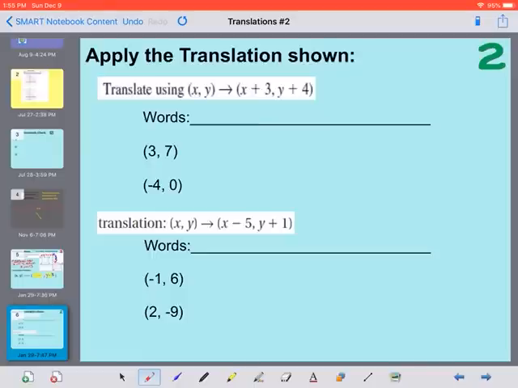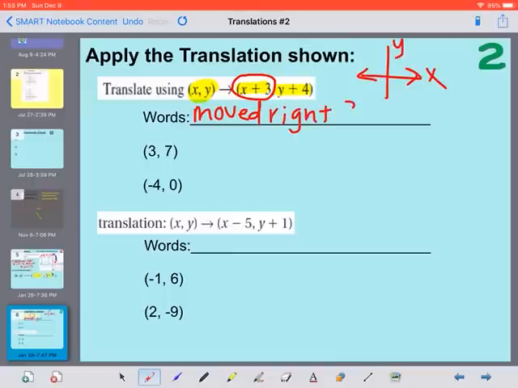So here are a couple examples of coordinate notation. We took our coordinate x, y, and to the x part we added 3, and to y we added 4. So in words, that would be translated or moved 3 units on my x-axis. Remember, x goes left to right, y goes up and down. So if we're going plus 3, we're going right 3. And if on my y-axis I'm adding 4, I'm going up 4.